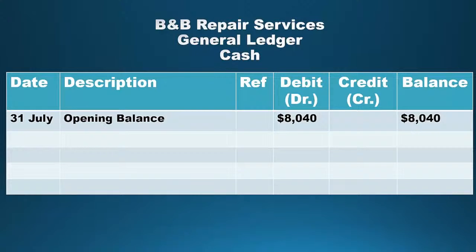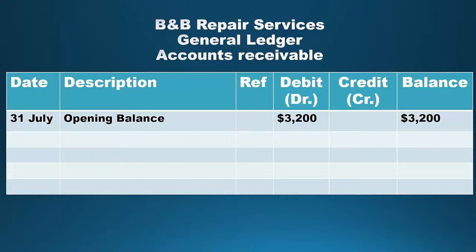1. Cash. The cash account shows how much money the business has on hand or in the bank. As of July 31st, the company has $8,040 in cash. This balance is an asset, so it's written on the debit side of the cash ledger as the opening balance.